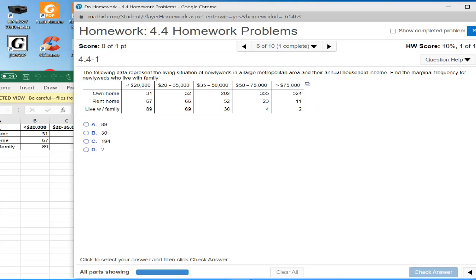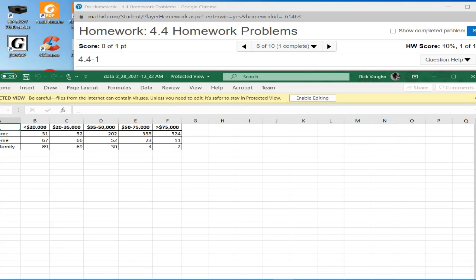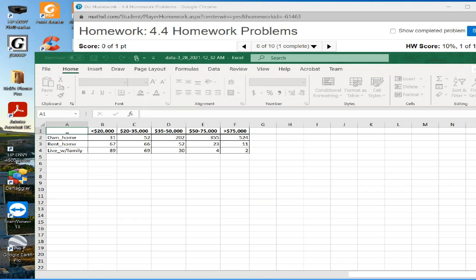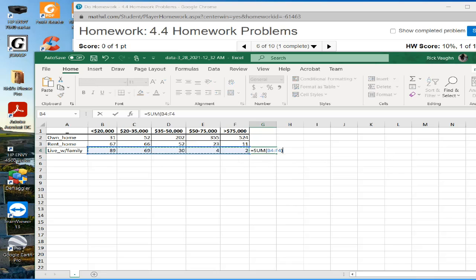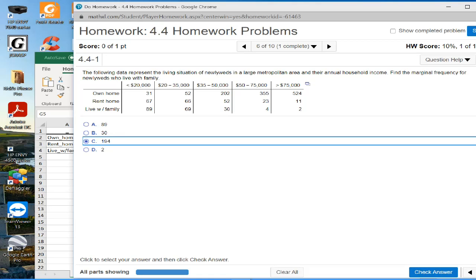So I'm going to add these all together, just the marginal frequency, not the relative one, so I'm not dividing by the total. So I just want to add all of these together to get that total column over here. You could do this by hand, or again, once you have this loaded into Excel, the easy way to do it would be just a sum command. So 194, which is choice C.